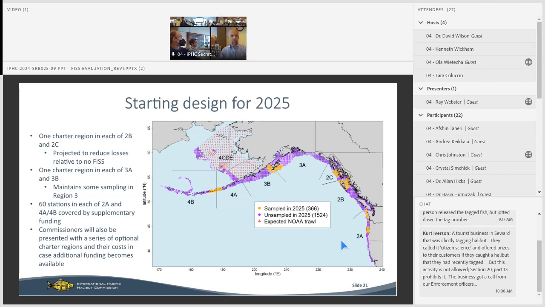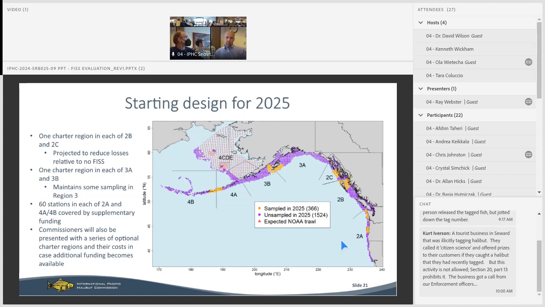Nevertheless, this design, while maintaining coverage in all IPHC biological regions, and if you include the Menstrual survey, we have coverage in all IPHC regulatory areas, has substantial gaps. We have 366 stations out of 1,890 stations, where previously we typically fished between 1,000 and maybe 1,300 stations a year. And in some cases had a randomized design which provides greater spatial coverage even with fewer stations. So this isn't optimal.